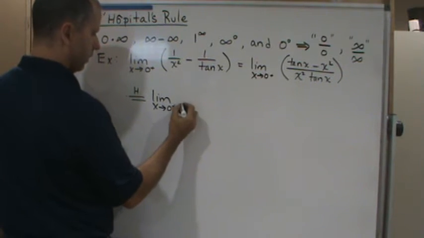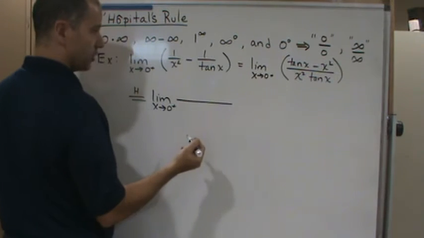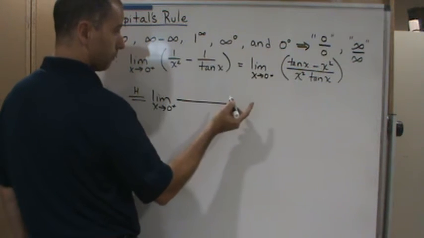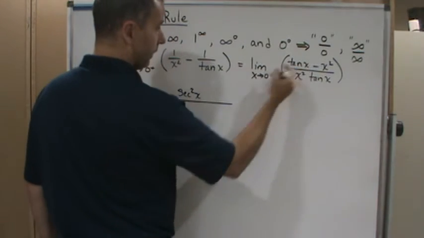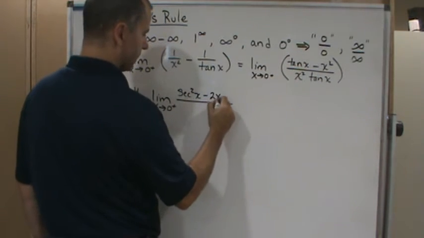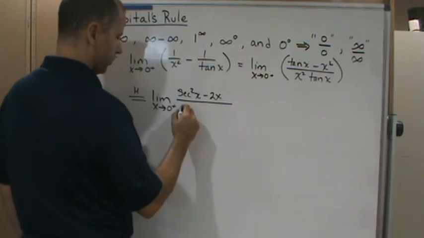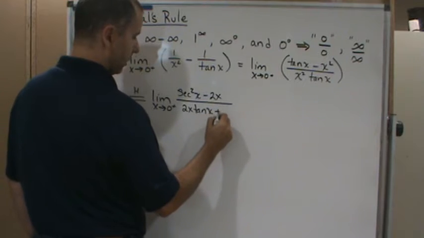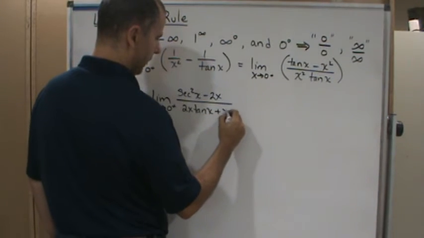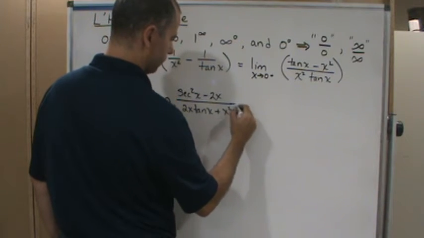So the derivative at the top, well, the derivative of tangent x is secant squared x. And then minus 2x. And then, of course, here I'm going to use the product rule. So this is going to be 2x tangent x plus x squared secant squared x.